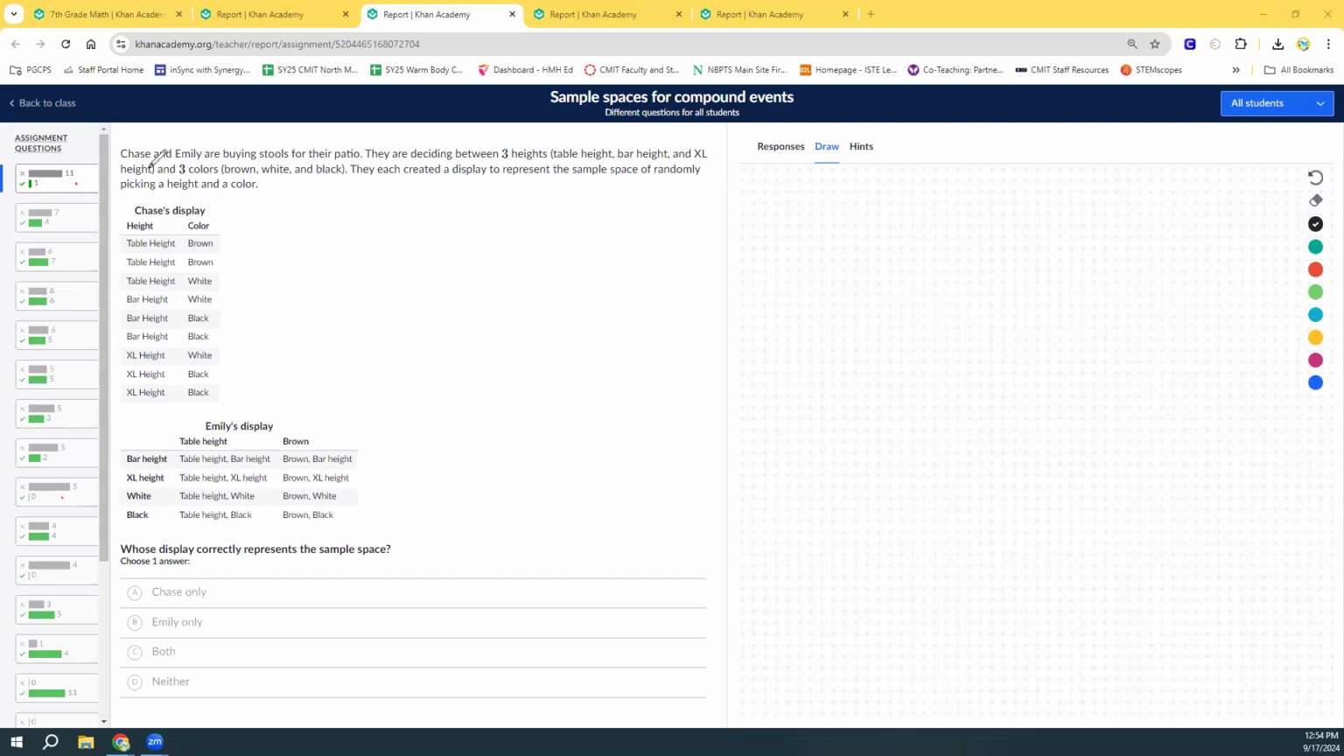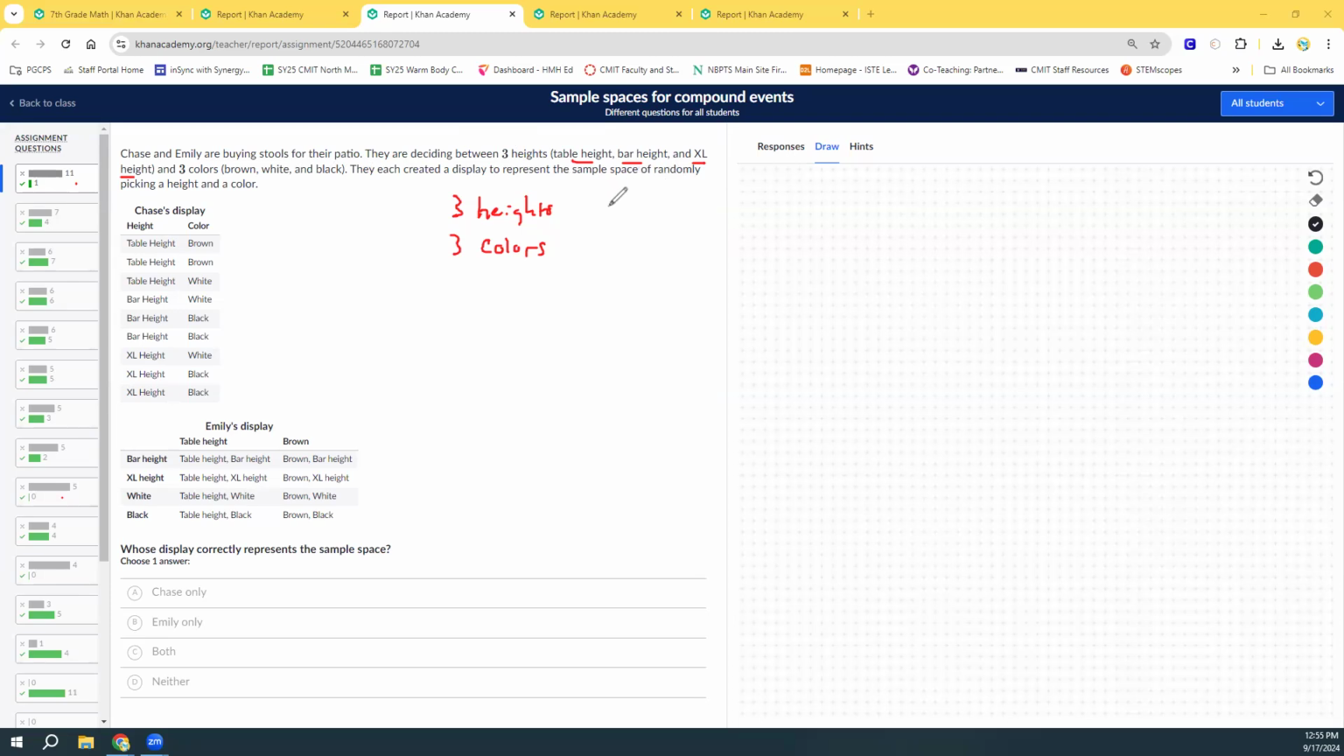You pause the video. Okay, Chase and Emily are buying stools for their patio. They are deciding between 3 heights: table height, bar height, XL height. And 3 colors: brown, white, and black. And they have created a display to represent the sample space of randomly picking a height and a color.